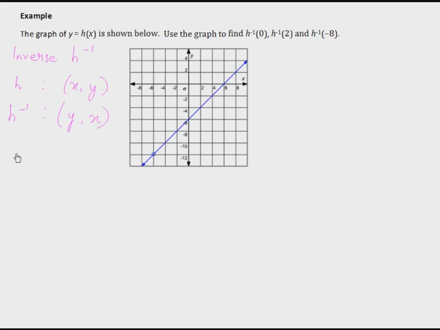So they're asking for h inverse of 0. So what have they given? Well, they've given the x coordinate for h inverse. So they've given the y coordinate for h. What they're actually asking for is, they're saying that h of some value is 0. Find that value.